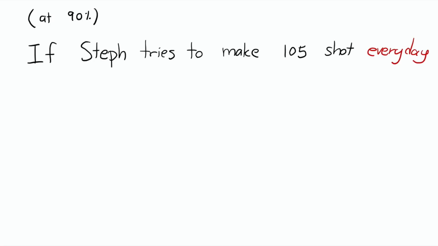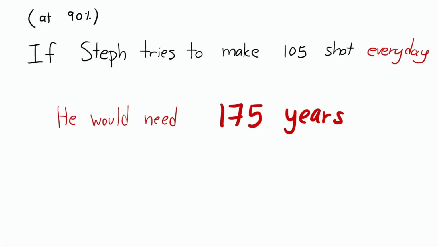How many days does it take him to be successful even once? If he shoots at 90%, he would have to do it 64,000 days, which is around 175 years, to be successful even once. I don't know about you, but to me, 175 years seems like a hell of a long time. So 90% is still too low.